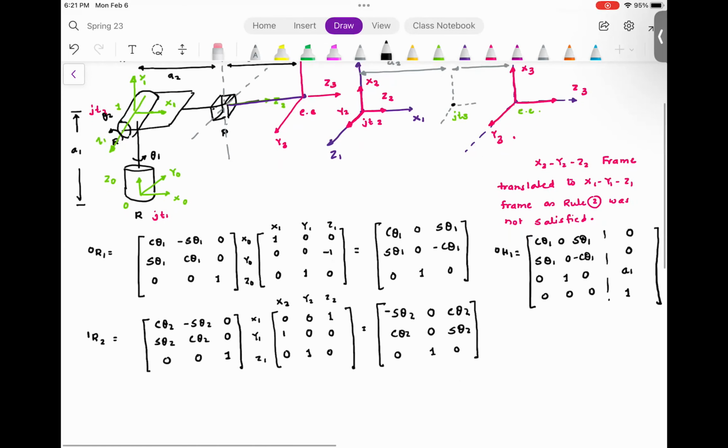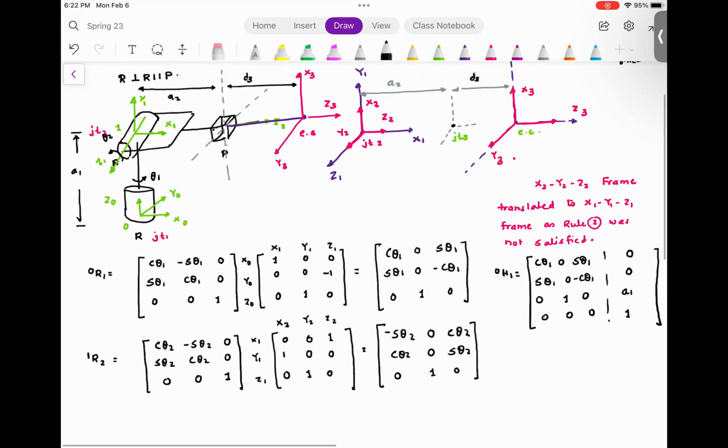Now please note, when we translated the frame, frame 2 is on top of frame 1. So which means there is no translational distance. Frame 2 is on top of frame 1. Why did we translate the frame 2? We translated the frame 2 because the rules were not satisfied. So frame 2 is on top of frame 1. In that particular case, you will agree with me, all the translations are going to be 0, because there is no translation between frame 2 and frame 1. But for the sake of consistency, I will write this over here.